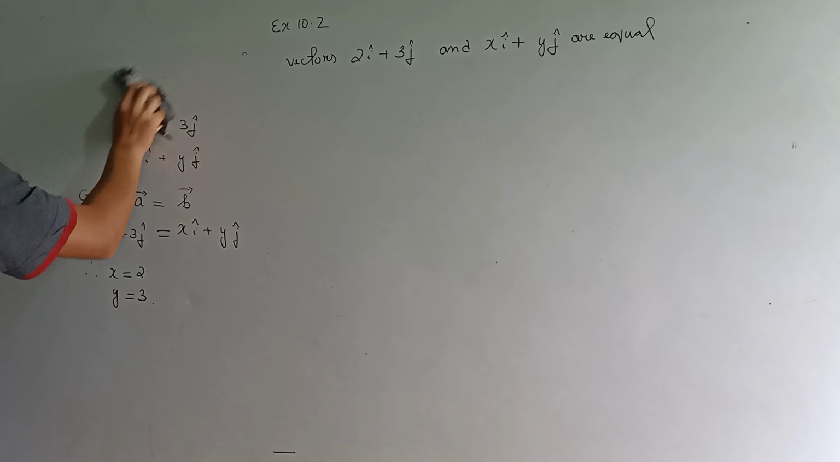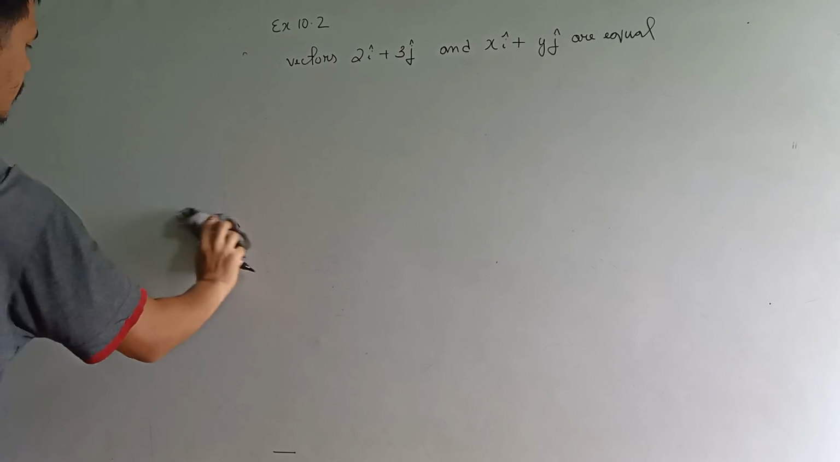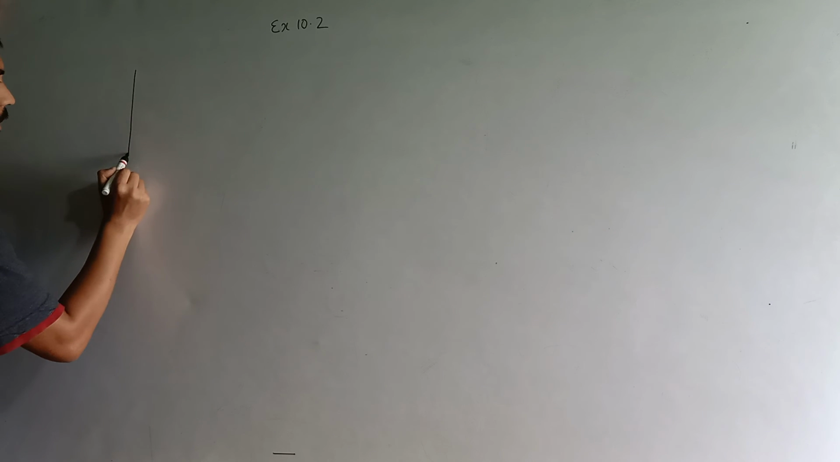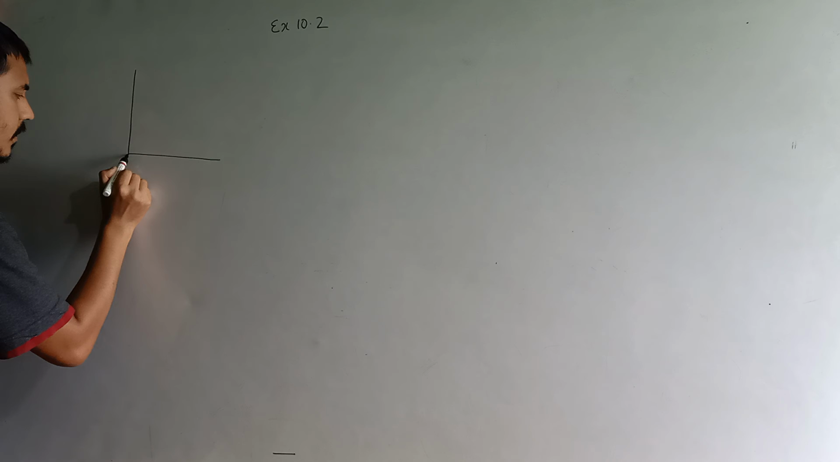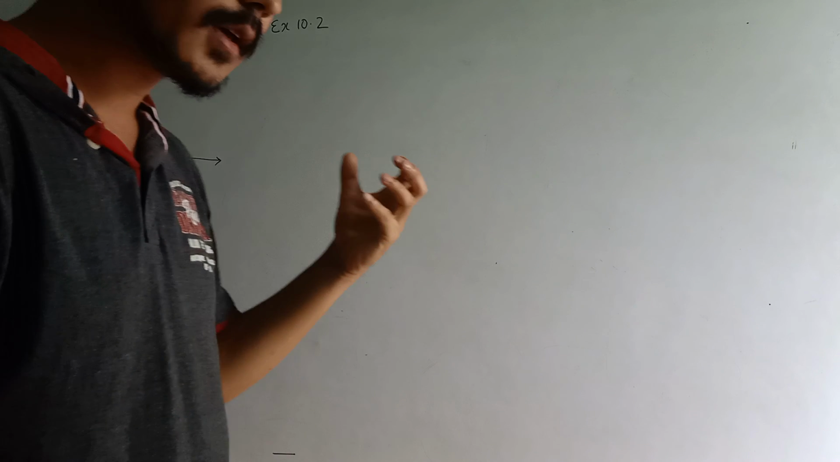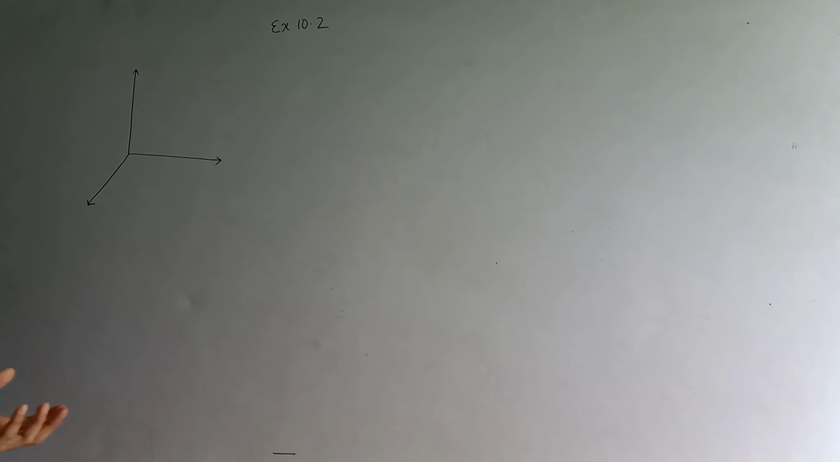Now we'll go for the fifth one. What is your fifth question? Find the scalar and vector components of the vector with initial point 2, 1 and terminal point minus 5, 7. Okay. You want to find out the scalar and vector components of the vector having an initial point and a terminal point.